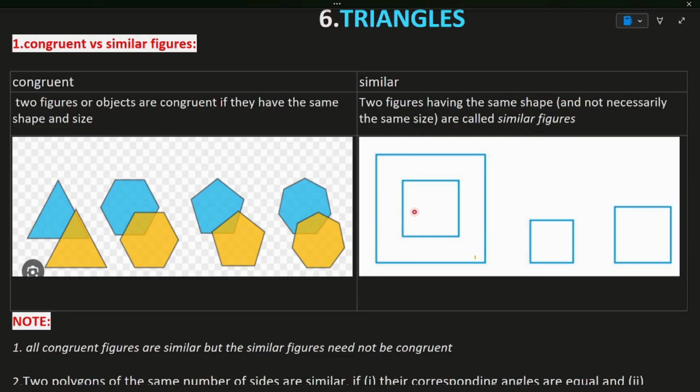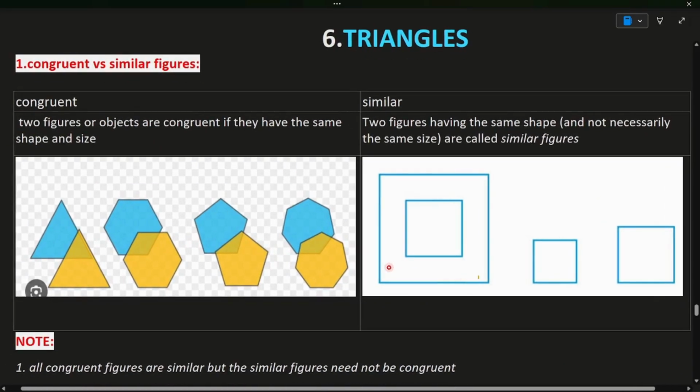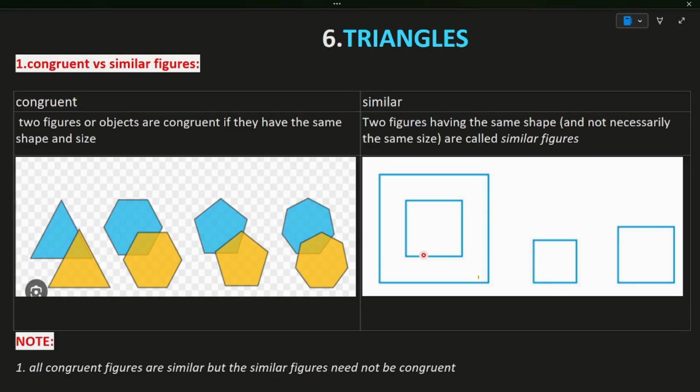For example, consider this. It has four sides and four angles. So, we cannot say this is a triangle. Now tell me, what is a triangle? A triangle is any two-dimensional figure with three sides and three angles. Then only it is a triangle.